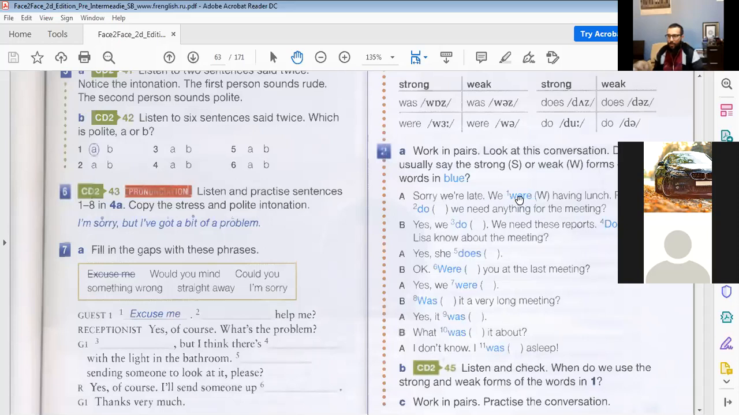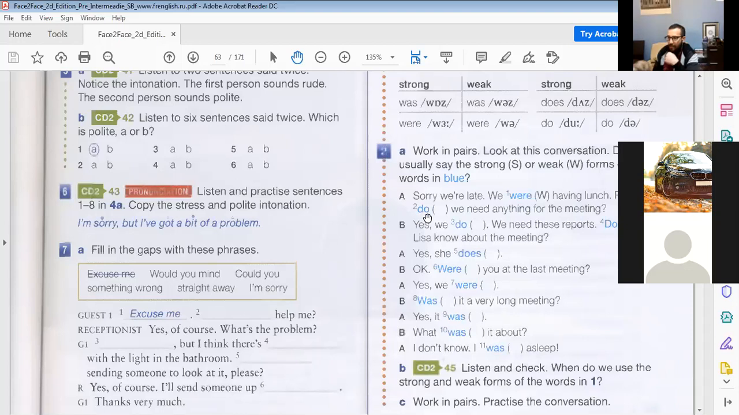So we have to decide. It's a guess from our side. So I want you to guess, will it be the strong form S or the weak form W? Weak form. Okay. We were having lunch. We were having lunch. We're having lunch.